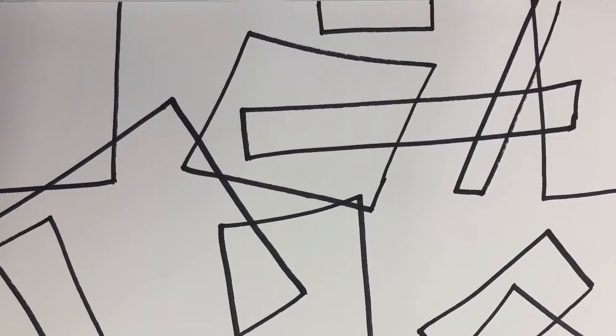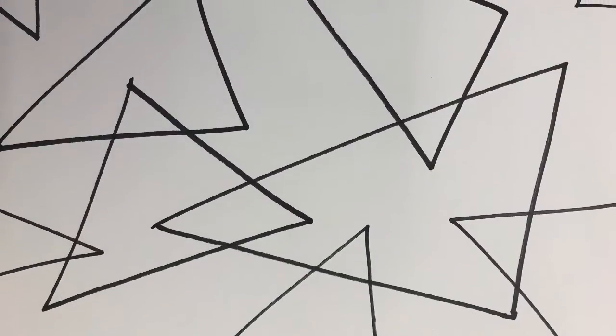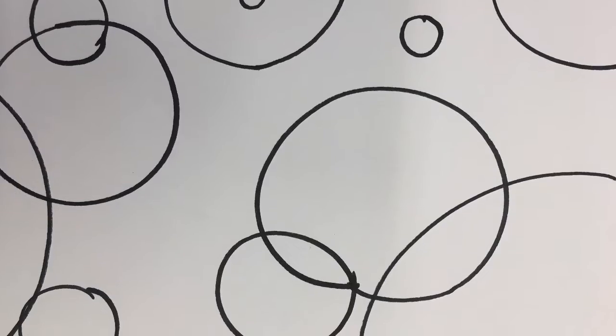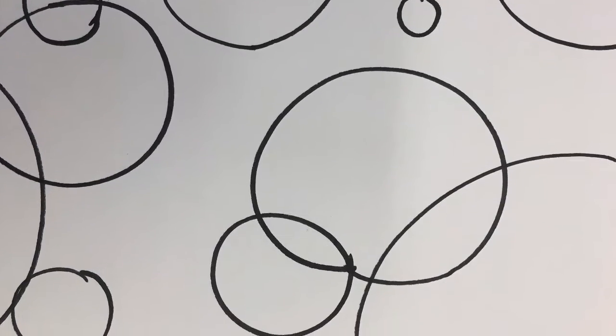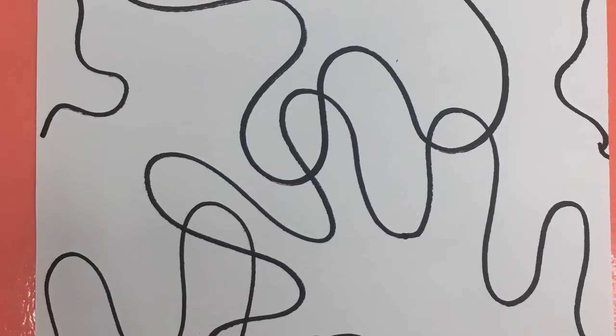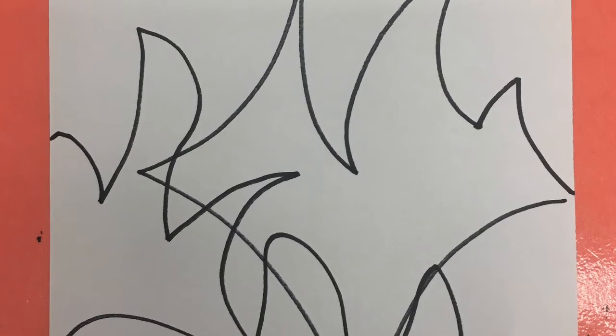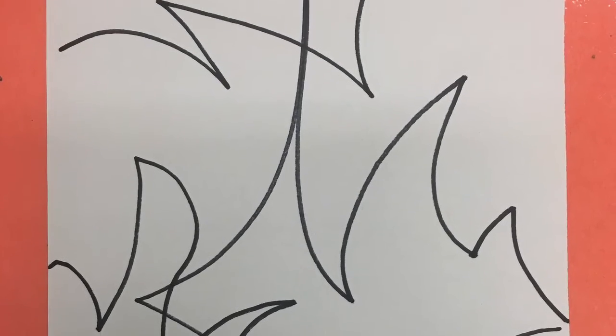Here are some overlapping geometric shapes. Rectangle, triangles, and circles. And here are some overlapping organic shapes. Curvy and pointed. What kinds of shapes do you enjoy drawing?